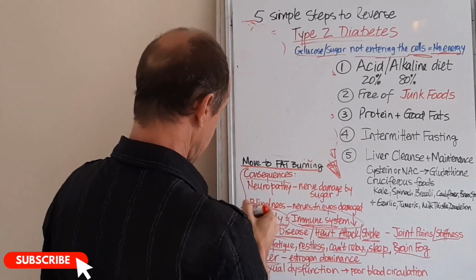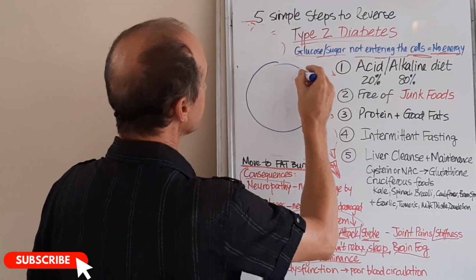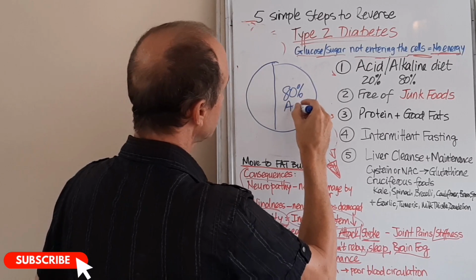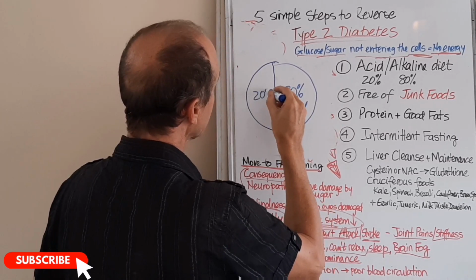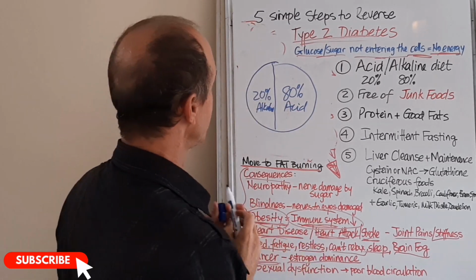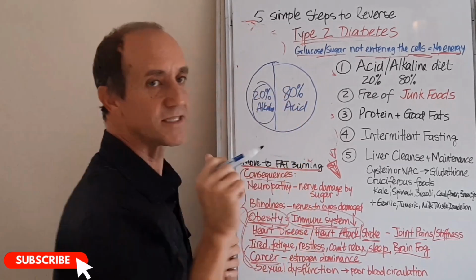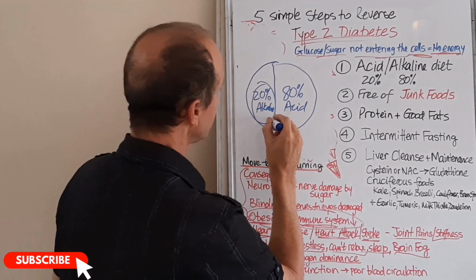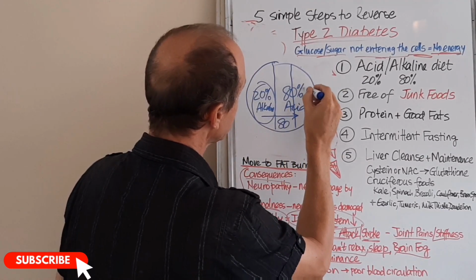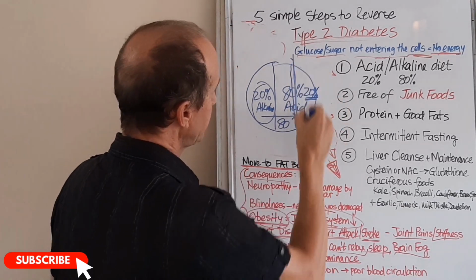So you'll find on your plate that 80% of your food is acid and 20% is alkaline. All you have to do is increase this. I'm not saying change your diet, but increase this to 80%. So 80% alkaline, and bring this down to 20% acid. That's all you have to do. That's one step. Very easy to do.